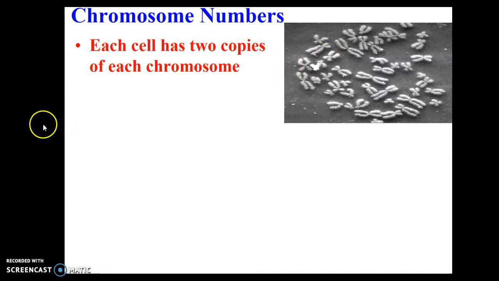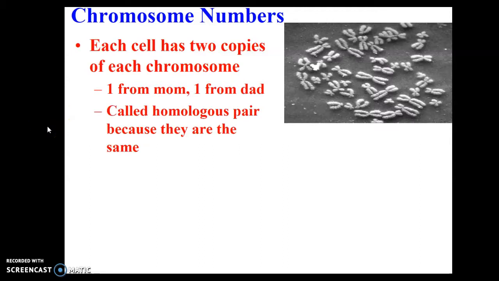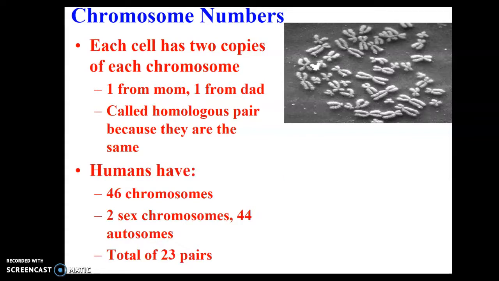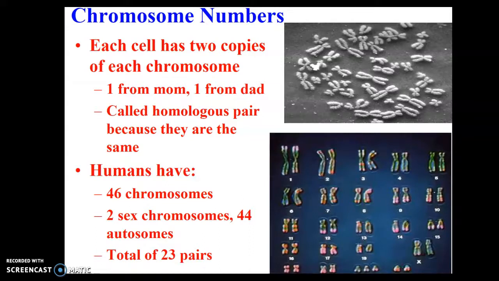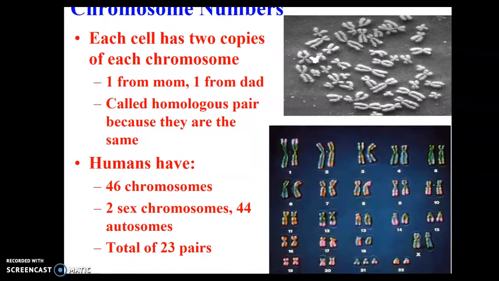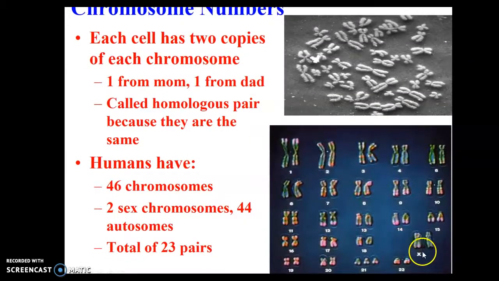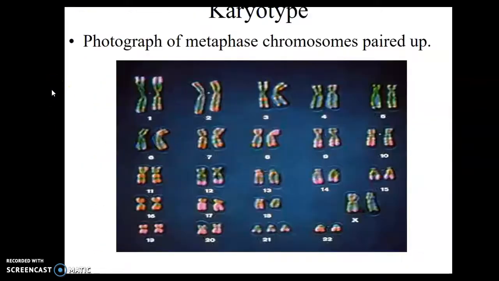Each cell has 2 copies of each chromosome. Those are called homologous pairs. The copy you get from your mom and the copy you get from your dad are homologous pairs. Humans have 46 chromosomes. This is a karyotype, the very same one I showed you in a prior video. You guys know that it's a female with Down syndrome, trisomy 21. But other than that, it's a normal karyotype. It just takes that extra 21st chromosome to make a big difference.